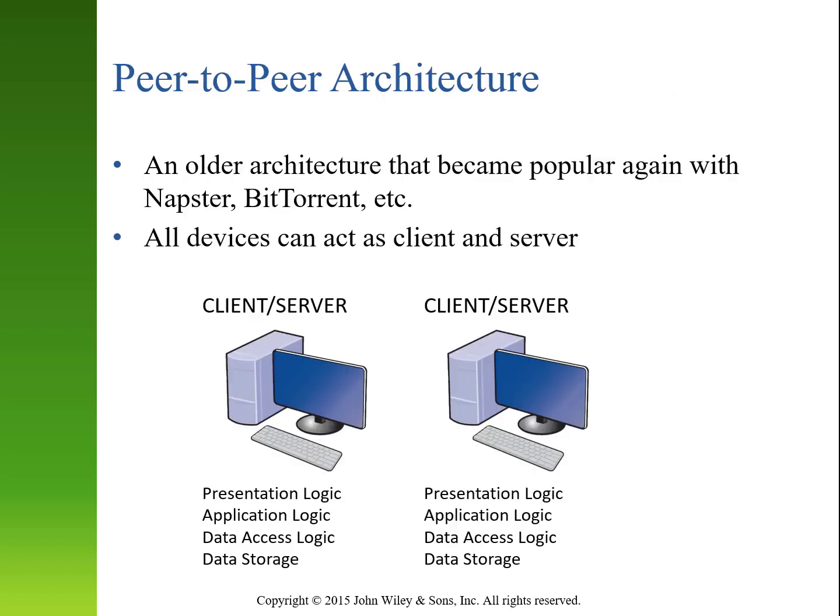An alternative to the client-server architecture that is still popular today in lots of different arenas is peer-to-peer architecture. The oldest versions of this architecture that many of you are perhaps familiar with are things like Napster or BitTorrent. And the idea behind peer-to-peer is that every device that's on the network acts as both a client and a server. Every device is responsible for presentation, application, data access, and data storage.